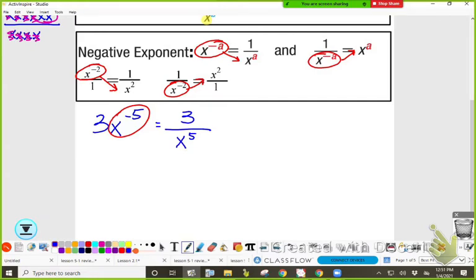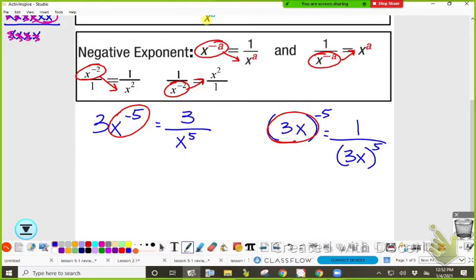If you had it written like this instead, three x raised to the negative 5. Now that it's in parentheses, all of this has a negative exponent, so all of it needs to move to the denominator as a positive exponent. Nothing else is up there with that, so we're just going to put it over 1.